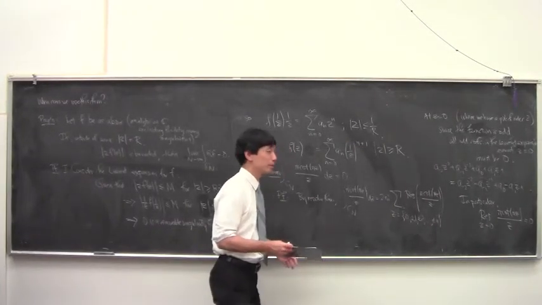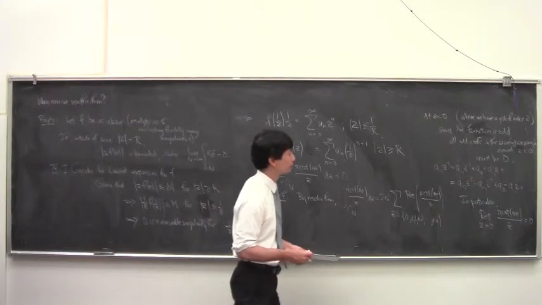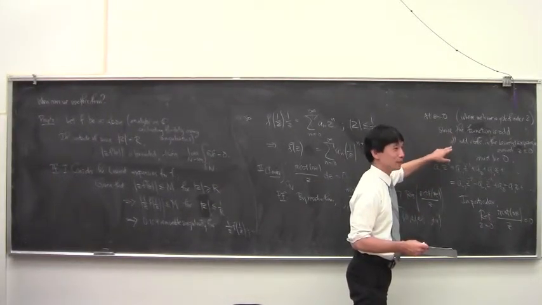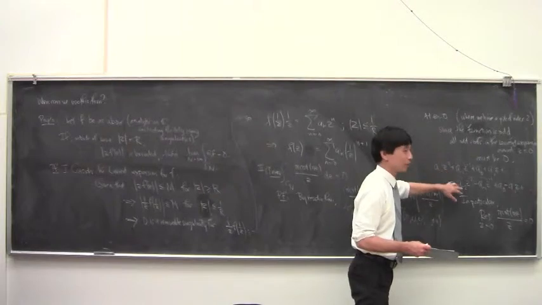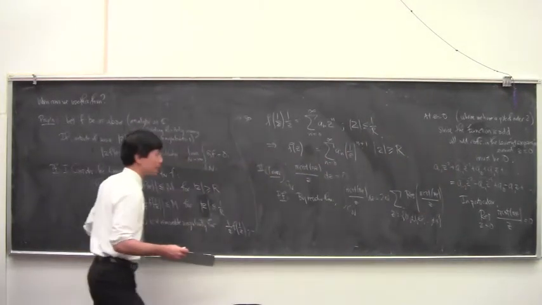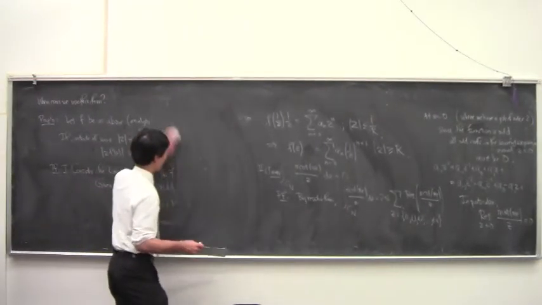Wait, why do you know that you can express the Laurent series in this alternating form, negative, positive? Because the function is odd. So you know that if you put in negative z here, you're going to get the same thing. It's just a clever observation.